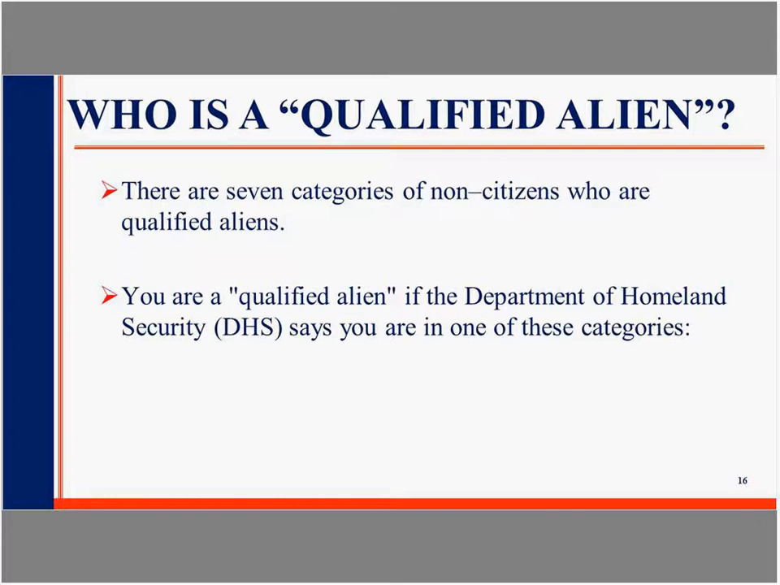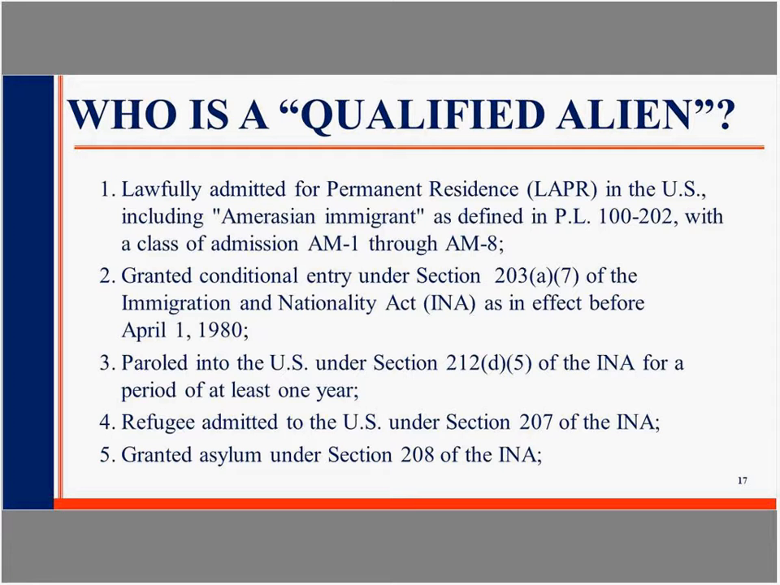The next slide, we're going to define, okay, so now who is a qualified alien? Well, there are 7 categories of non-citizens who are qualified aliens. And if the Department of Homeland Security says you're in one of the following, so for several slides, we're going to cover the 7 categories. The first one is, you must be lawfully admitted for permanent residence, or the LAPR, L-A-P-R, in the U.S.